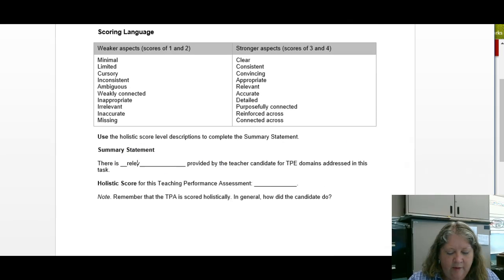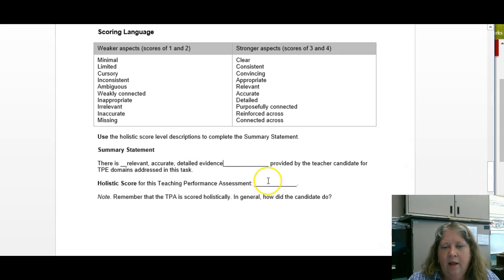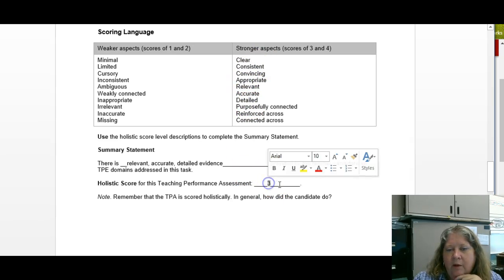So relevant, accurate, detailed. You would say that exists, that evidence is there. And then you would have scored it. If it's going to have those words in it, it's going to have to score up here as a 3 or a 4, depending on what you thought it was, on your sample TPA and then eventually on your own work. So the words that you use on the far right-hand column determine what score you will give it here.